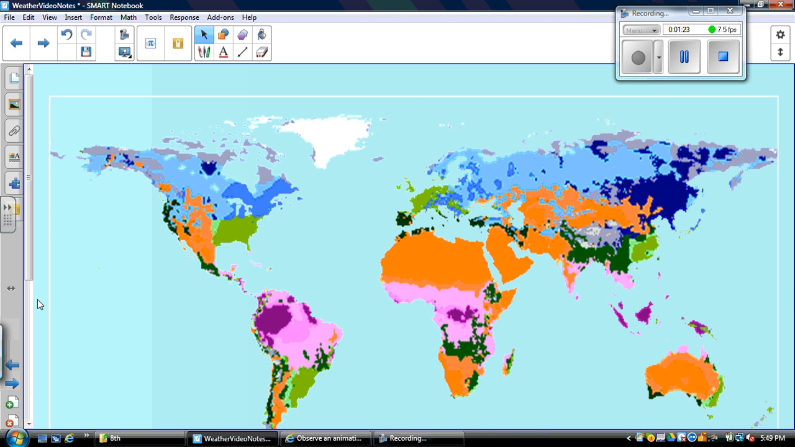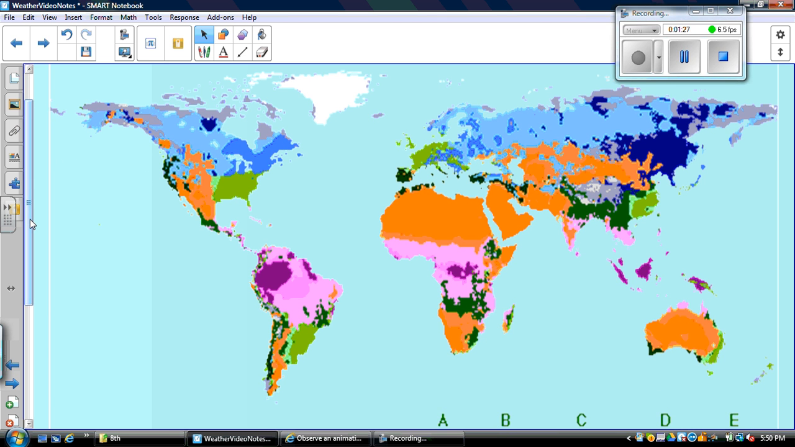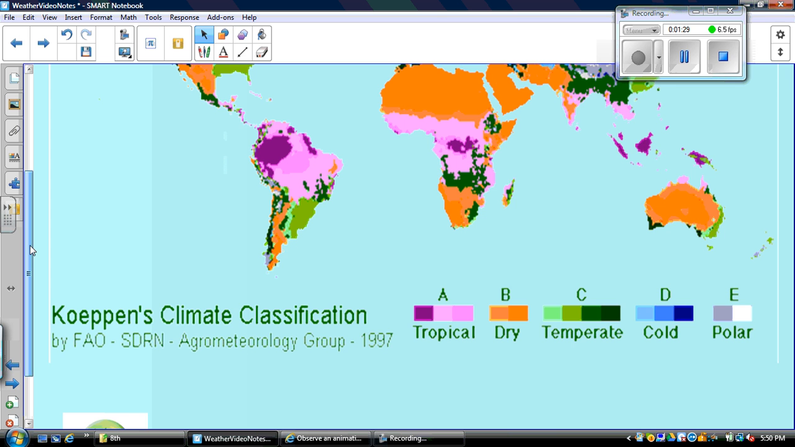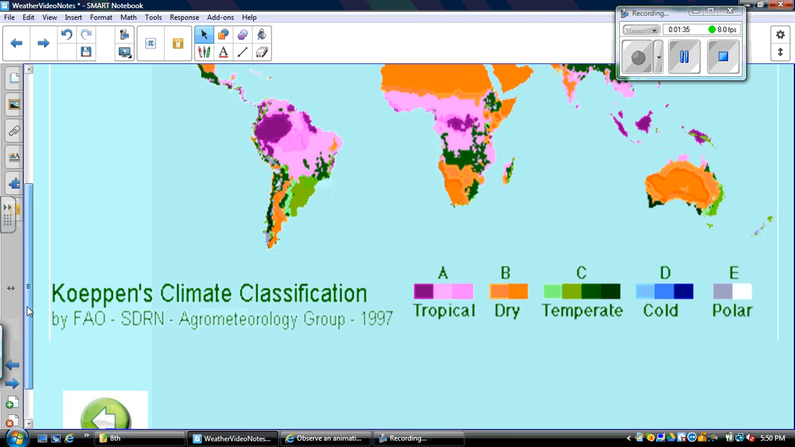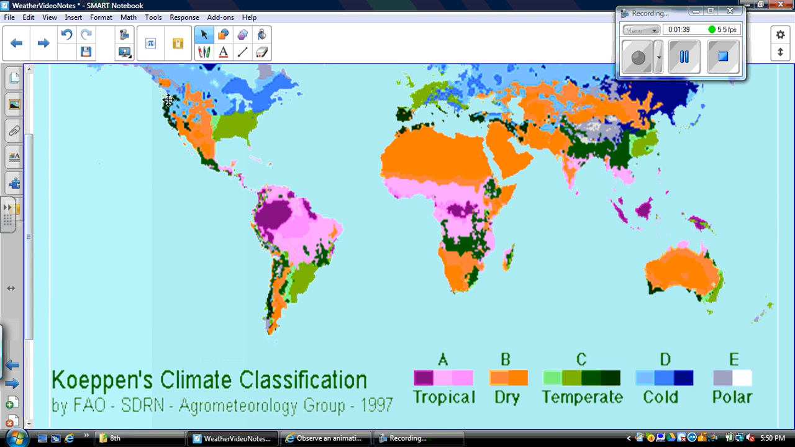Now, what you're going to look at right now is a picture of all the different climates in the world. And they have a classification system that goes with it: tropical, dry, temperate, cold, polar. So you can see we are in the cold area.